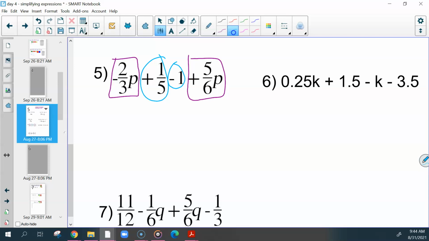Anyone else that wants to grab their calculators? Wait, I have a question. Are we allowed to use calculators in this? On test? Yes. Short answer. Yes.